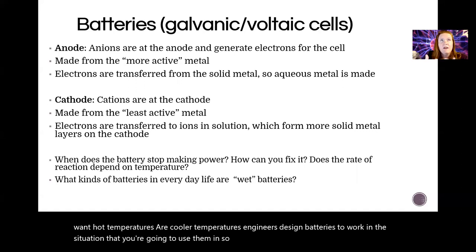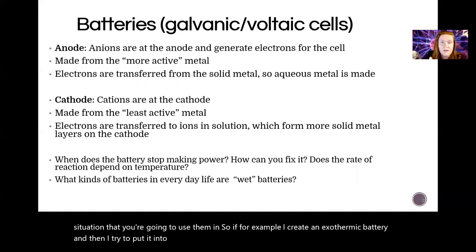Engineers design batteries to work in the situation that you're going to use them in. So if, for example, I create an exothermic battery and then I try to put it into a car that runs at a really hot temperature, that battery efficiency is not going to be good.